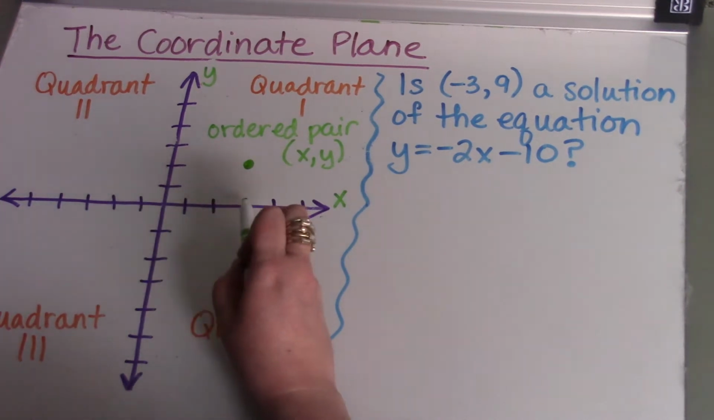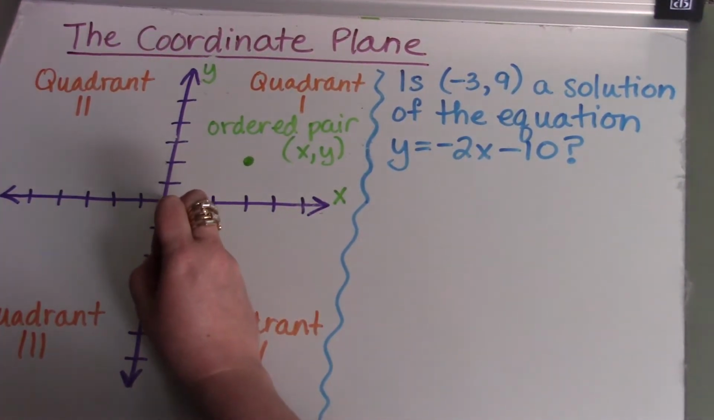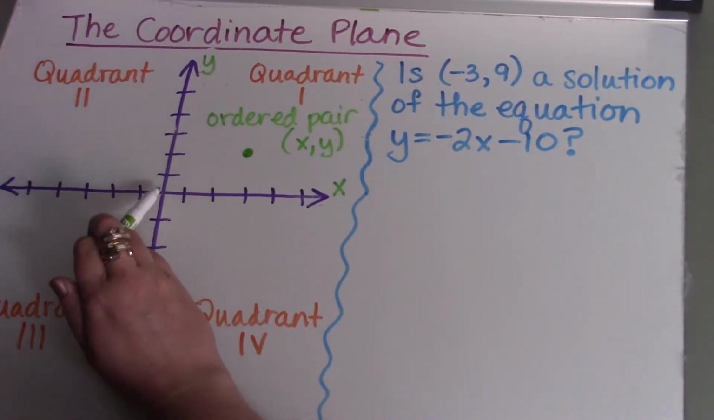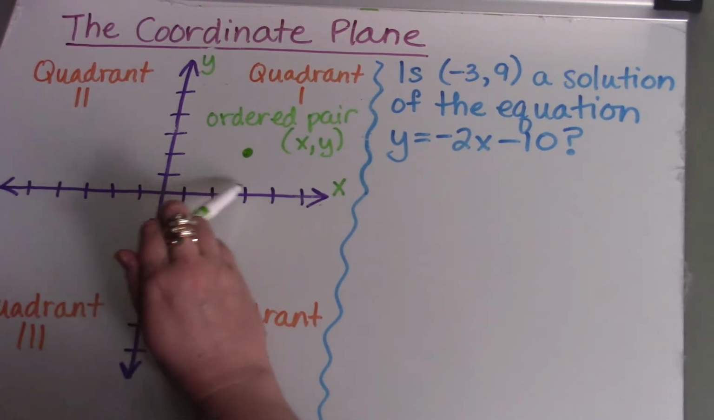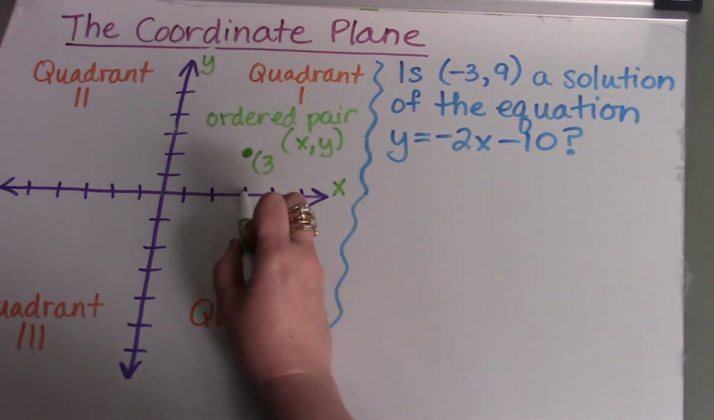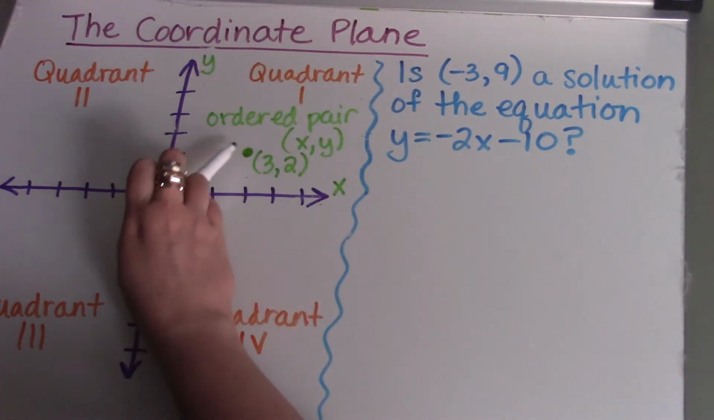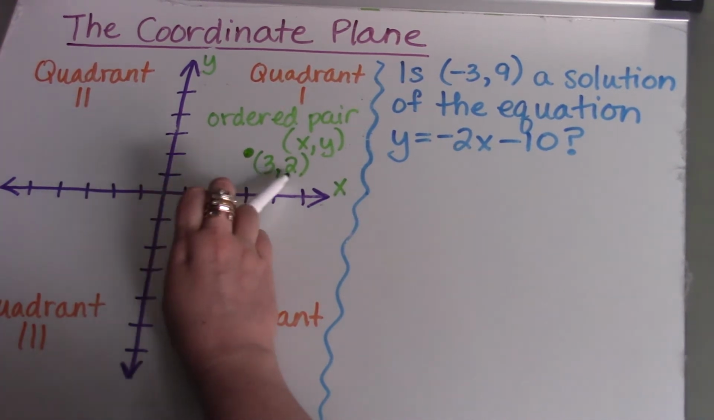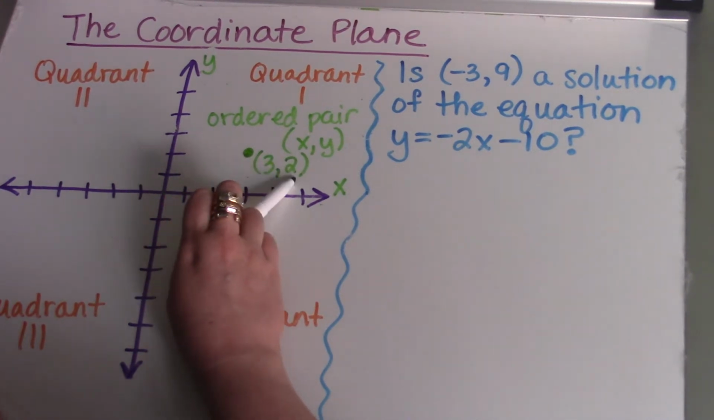Remember that when you're counting on the x and y axis, you always start at the origin in order to count to find the ordered pair. So if I start at the origin, or (0, 0), I'm counting 3 spaces to the right and then 2 spaces up. So the ordered pair that goes with that point in the coordinate plane would be (3, 2). Notice that both of these numbers are positive.